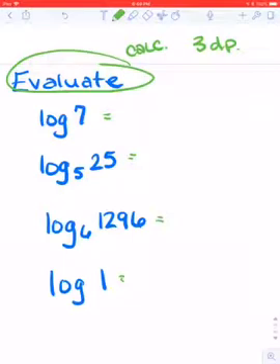You'll notice in the first one there's no base. So remember, when there's no base, you have a base of 10. That would be the same thing on this last one. So let's go through and try to put them in.